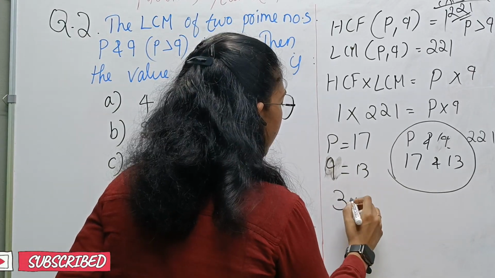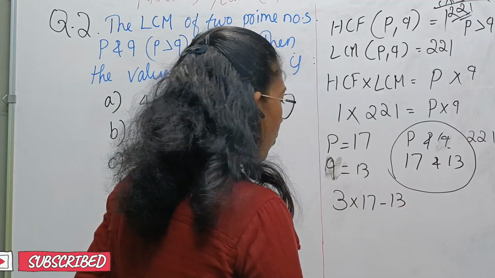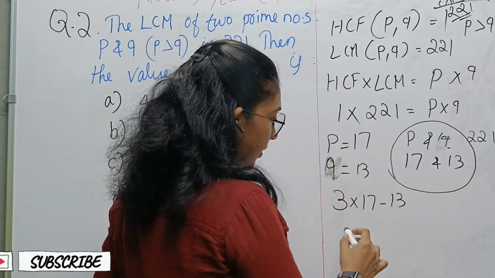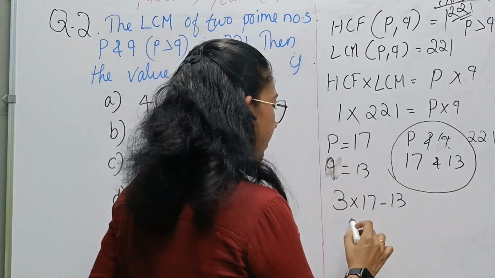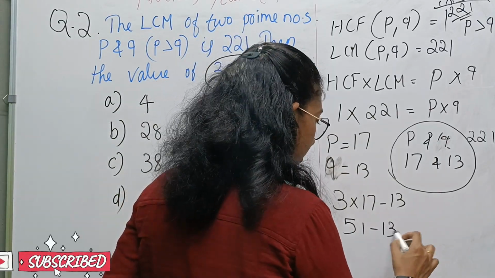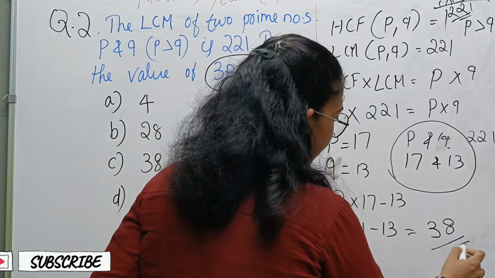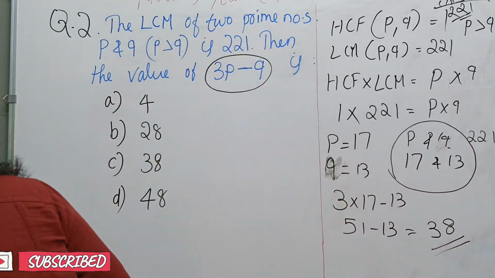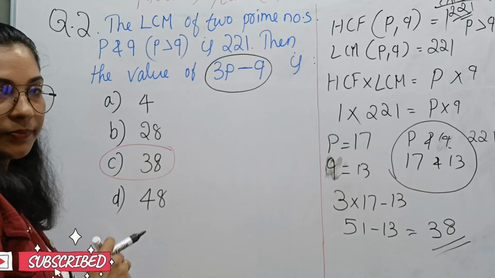So 3 into P is 17 minus Q is 13. What is it? 17 times 3 is 7, 3s are 21, 2 is there, 1, 3 is 3, 3 plus 2, 5, 51 minus 13, which is equal to 38. Okay, so option C is the right answer.